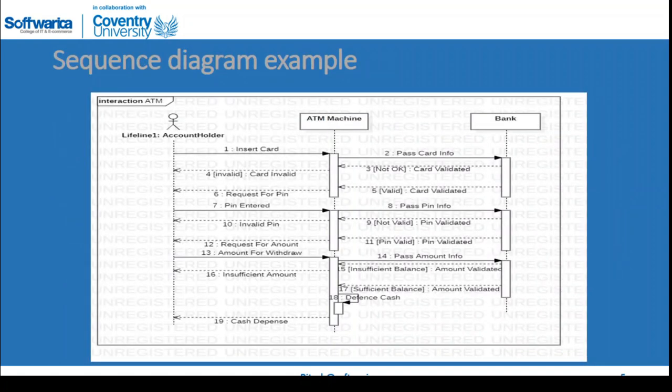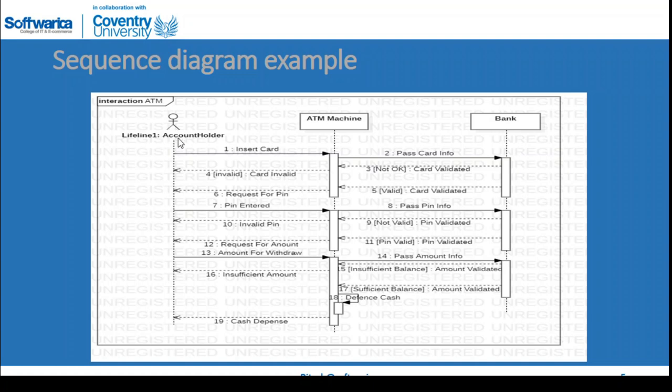Sequence diagram example. This is one example of a sequence diagram, of an ATM machine. One is an actor, and the others are systems. The systems are the ATM machine and the bank, and the account holder is the actor. So in a sequence diagram, the actor will be the user and the other things will be the systems. Here the ATM machine and the bank are the systems. We represent an actor with this type of notation.